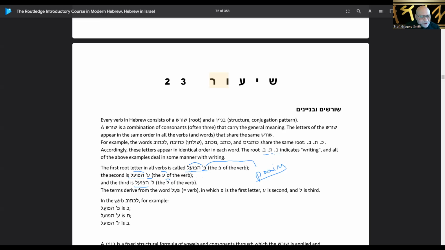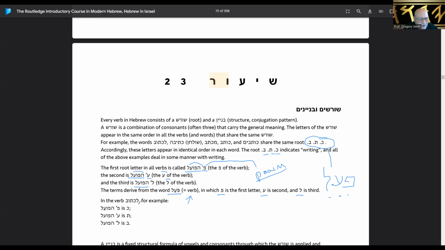Here. The terms derive from the word po'al, which is the verb in which the pei is the first letter, ayin is the second, and lamed is the third. Okay, so that's what they're doing. So basically, that's just a different root like this. So basically, yeah, like that. So there's like three roots, kind of like that.